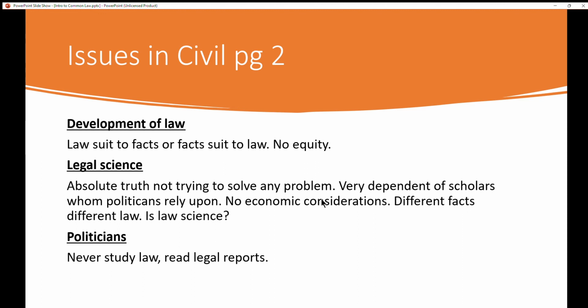Mathematical, if your facts are like that, then guilty means guilty, innocent means innocent. Yeah. But the more you study, the whole, most of the world believes it is like this. So politicians, you see, they never study law, right? They have a lot of power, but they never study law.